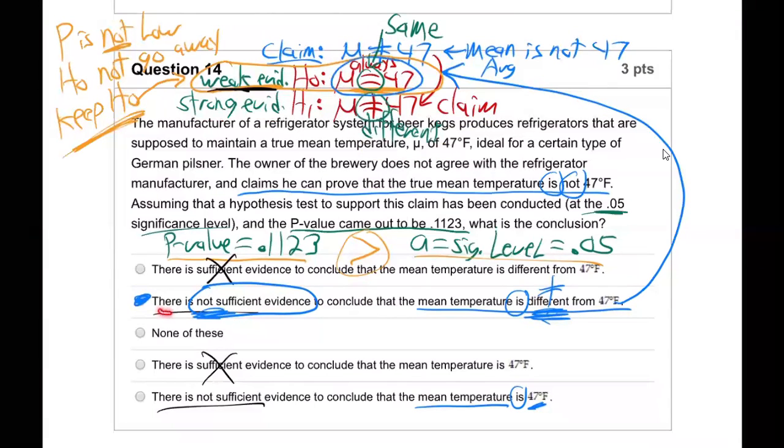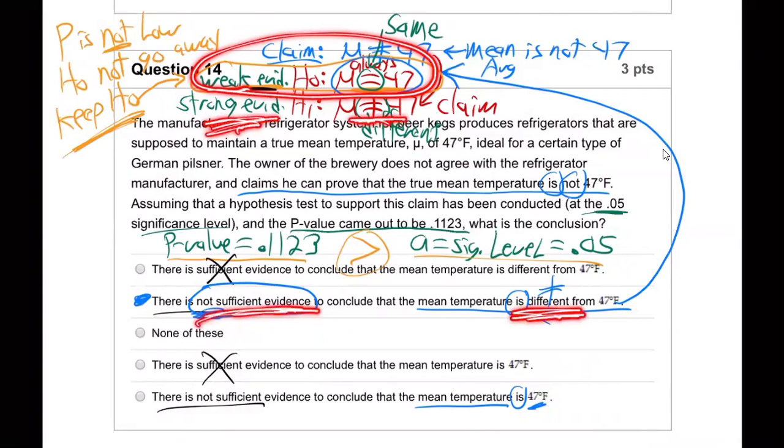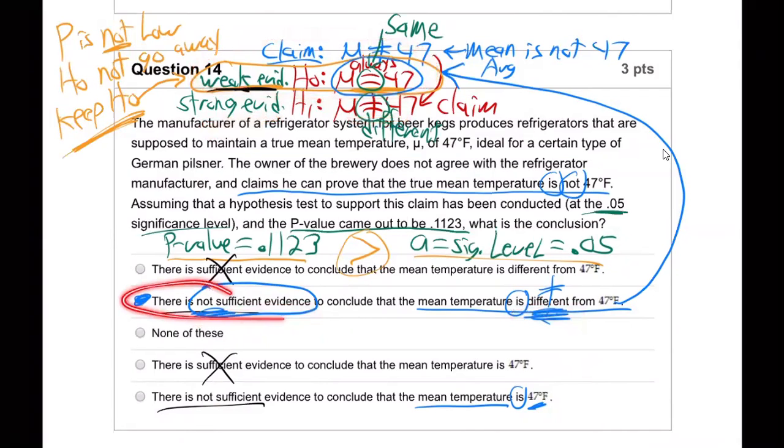Well, what does this say? There's not enough evidence to conclude that the temperature is different than 47. Right? We went with this one because there was not strong evidence to prove it was different. There was not enough evidence to prove it was different. So we went with H0. This is what really happened. Okay, when you explain it like that, it makes sense.